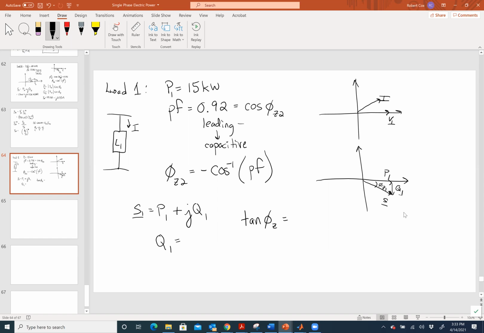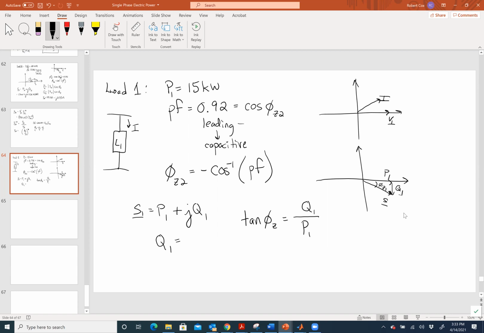Tangent of phi z equals, let's just do the tangent, right? What's the tangent? Opposite over adjacent. Q1 over P1, not Q1 over S, like that. All right. And then I can solve for it that way. Or I could do the cotangent too. Cotangent would be the opposite of that. Well, let's skip that one and do the cosecant next.